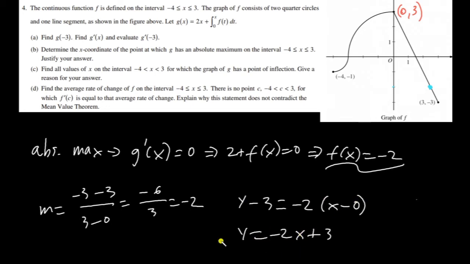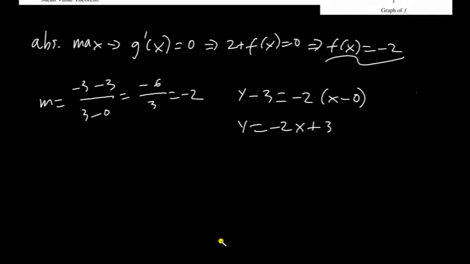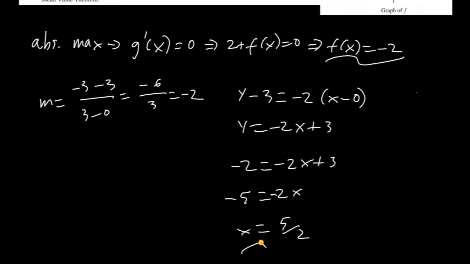So we have the equation of the line, and now all that we need to do is set this equal to -2, because we want f of x equal to -2. So -2 equals -2x plus 3. Subtract 3 from both sides, -5 equals -2x, and so x equals 5/2.